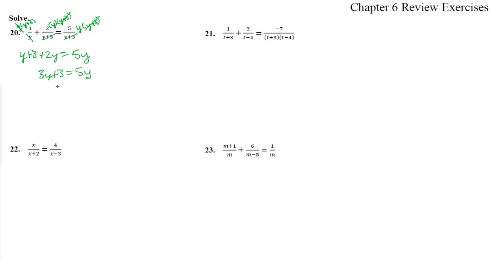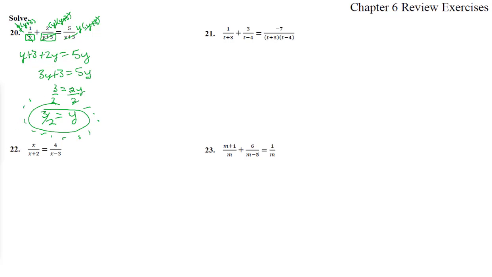Subtract 3y from both sides. We have 3 equals just a positive 2y, and divide by 2. So 3 halves is the answer. The only thing we need to worry about now is to double check that it's not one of the bad numbers. If our answer turned out to be a 0 or a negative 3, we would have 0 in the bottom. We are not those numbers, so we are safe.